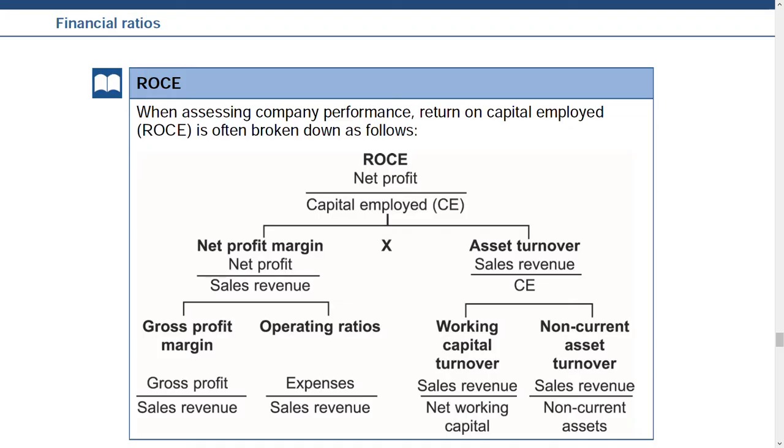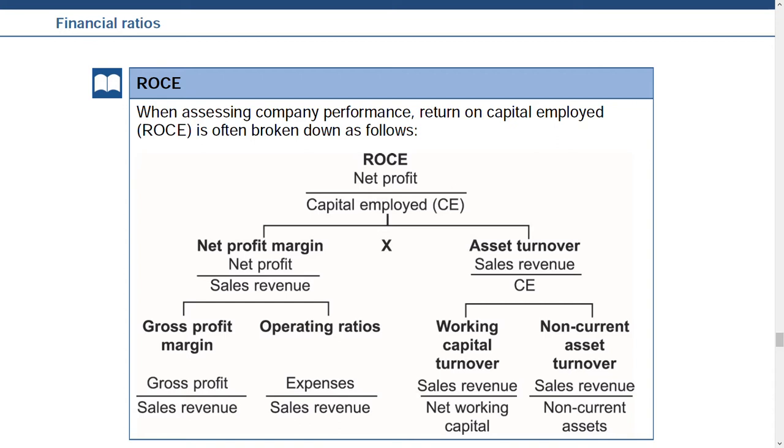Okay, next. Return on capital employed. This diagram is given here because of the number of ratios. This return on capital employed could be broken down like this. How is it broken down? Return on capital employed, the formula is net profit divided by capital employed. Net profit, operating profit, or profit before interest and tax, all these three are the same only. So don't get confused. Net profit or operating profit divided by capital employed. Right, that is the main ratio of ROCE.